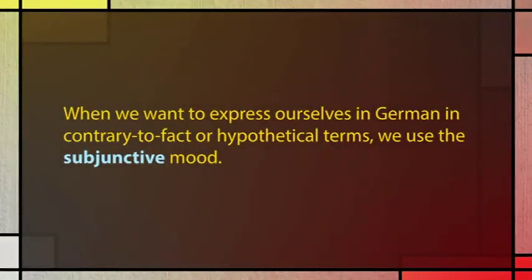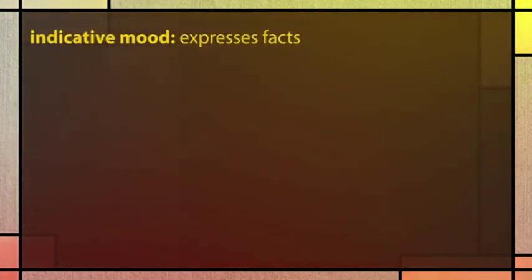The main point here is this. When we want to express ourselves in German in contrary to fact or hypothetical terms, we use the subjunctive mood. Here's what I mean. The indicative mood expresses factual, this is how things are or things were information.